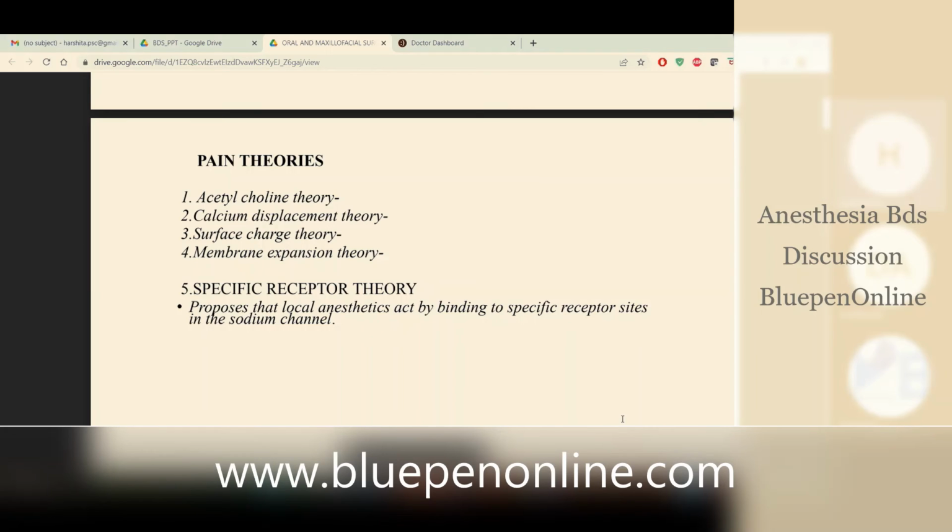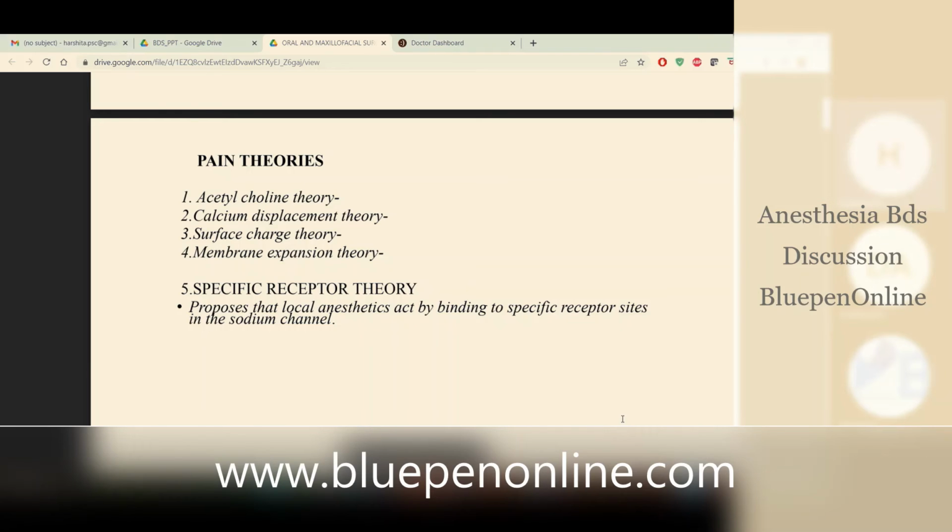So coming to the pain theories, we have 5 important pain theories. The first one is the acetylcholine theory. Second is the calcium displacement theory. Third is the surface charge theory. Fourth is the membrane expansion theory. And fifth is the specific receptor theory. Out of these 5 theories, the most accepted and the one which is implemented right now is the specific receptor theory.